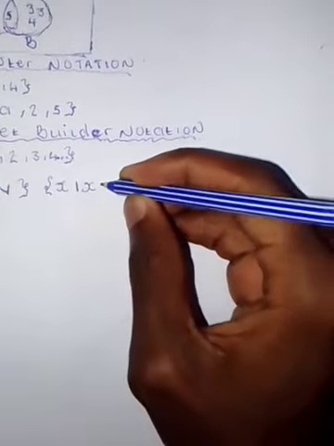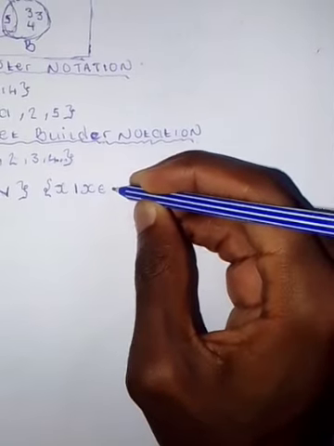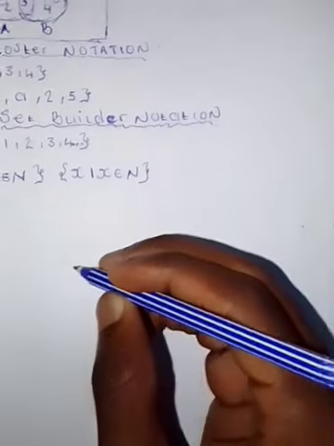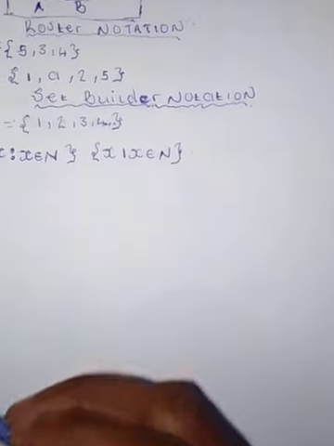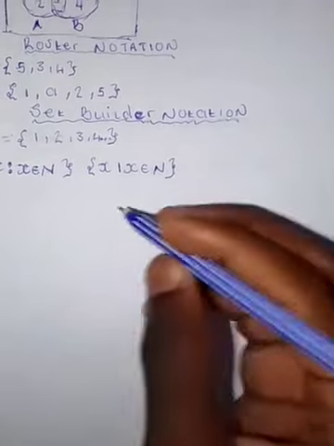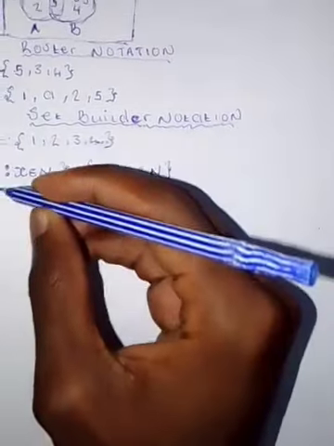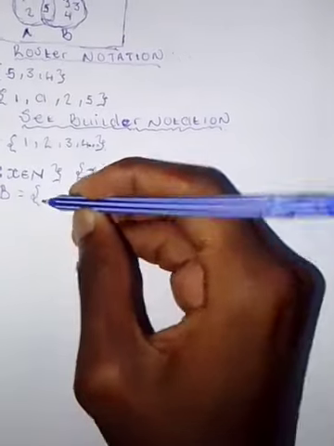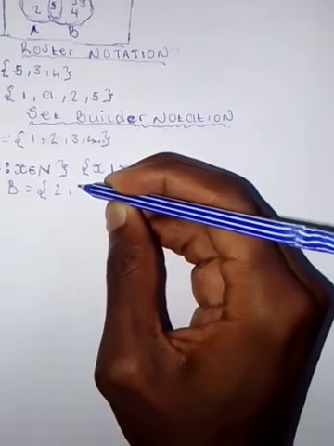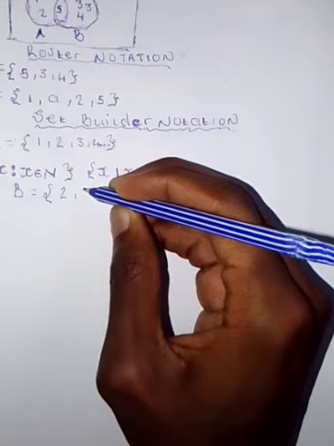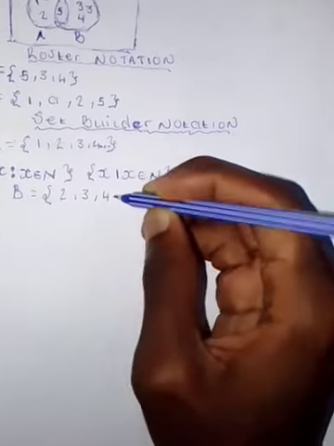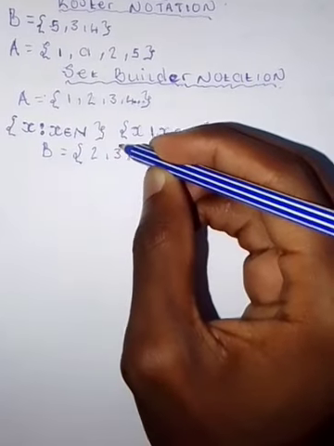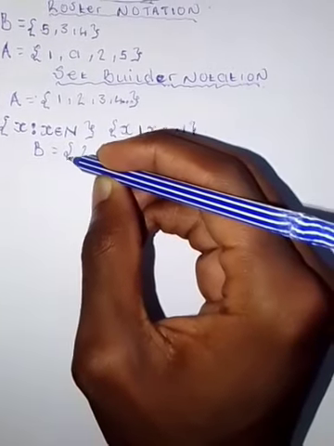Now we write the description. We're going to say it is a member of natural numbers, like this. Now you can describe this further. Let me use this time letter B. Let's say we have a set like 2, 3, 4.